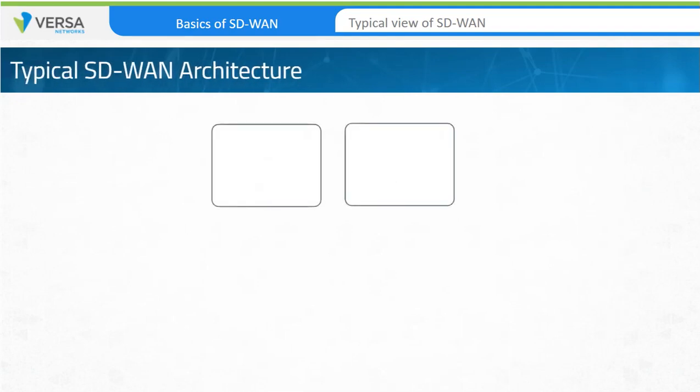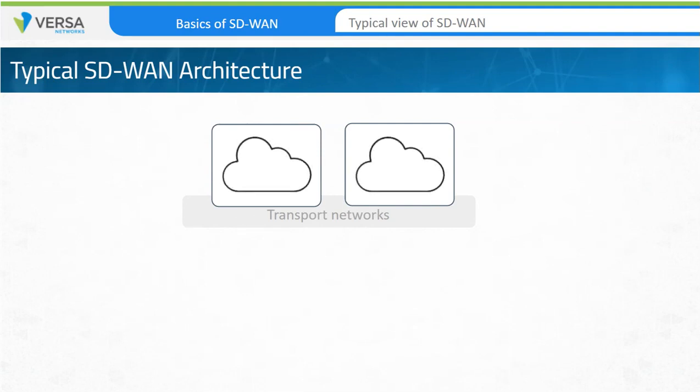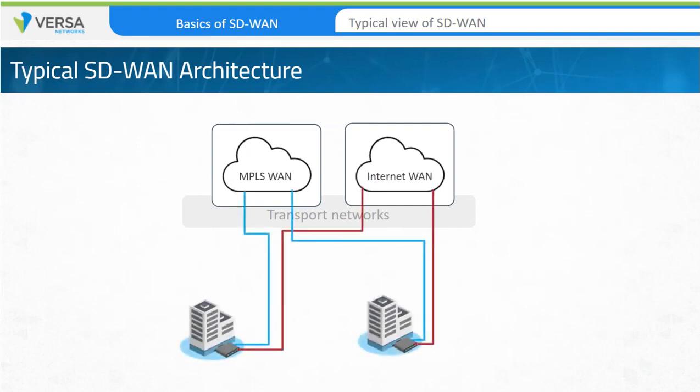A typical SD-WAN architecture will include several components. First of all, there will be some type of network to connect locations. Common WAN connection types include MPLS-based services and public internet connections. Branches use these public and private network services to communicate with each other.